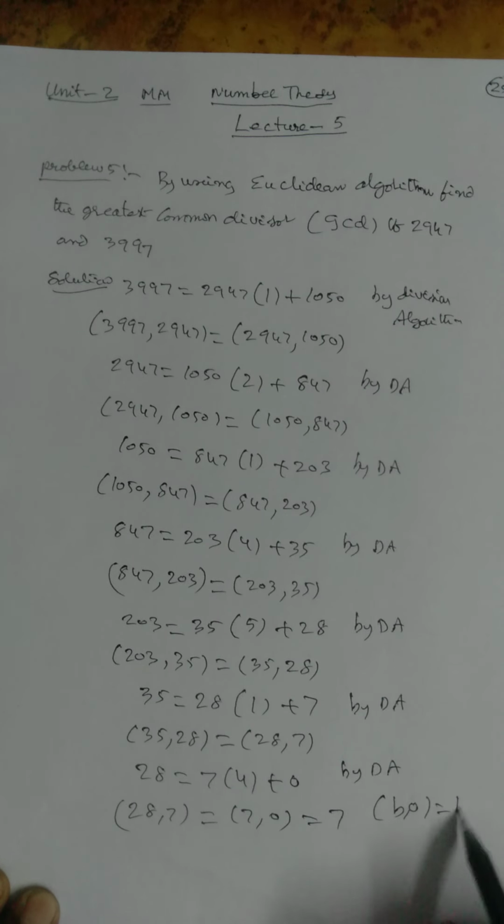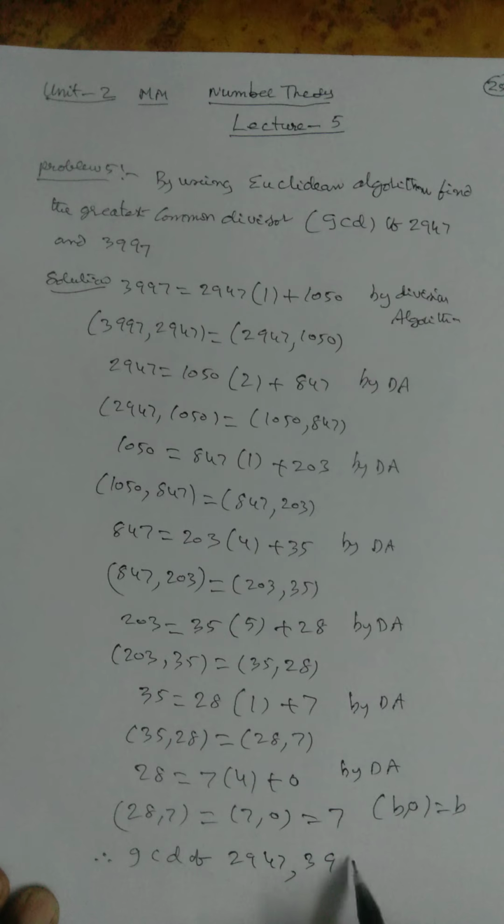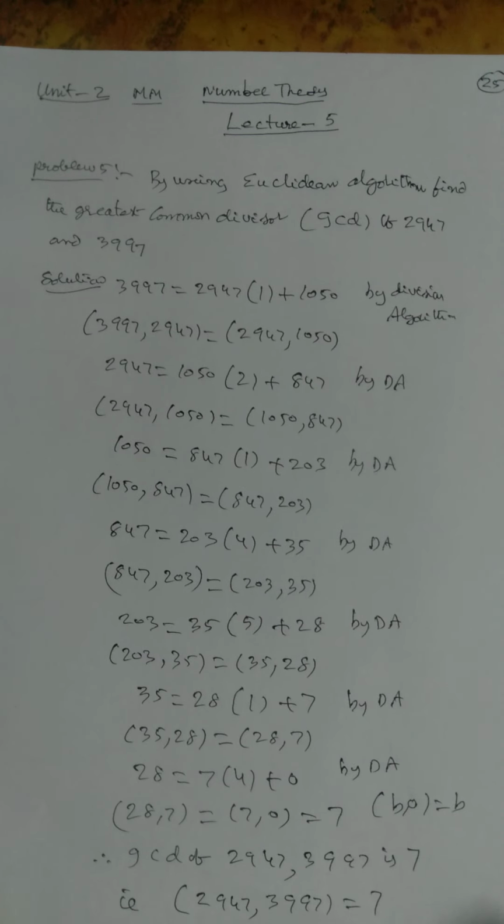GCD of (b, 0) is equal to b. So GCD in small brackets means greatest common divisor symbol. GCD of 7 is equal to 7. Therefore GCD of 2947 comma 3997 is 7. That is, bracket 2947 comma 3997 is equal to 7.